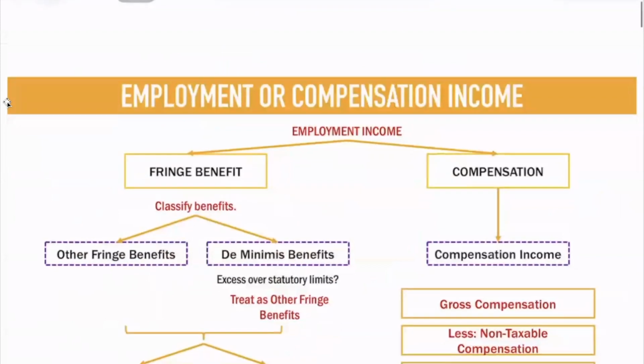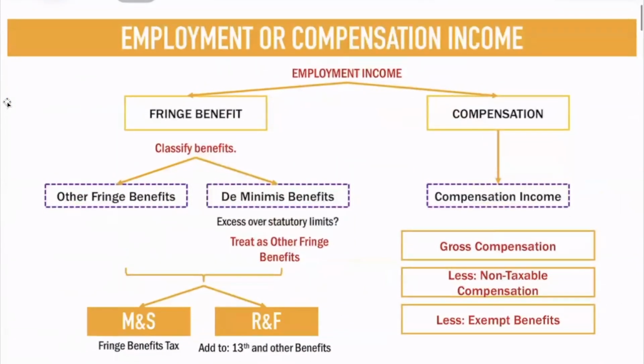So let's take a look into your employment or compensation income. Just like any other income we've learned, we look into the tax scheme. What is the tax scheme again? When do we tax it under final tax, and when do we tax it under regular income tax? So first, we look into our employment income, whether that employment income is in the form of a fringe benefit or purely compensation. If that is a fringe benefit, you need to classify the benefits. You classify it as either other fringe benefit or de minimis benefit.